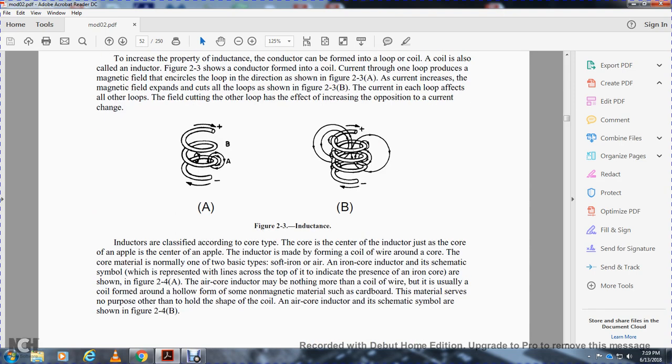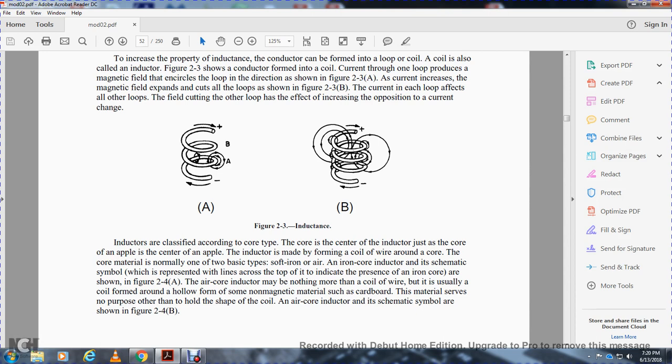Inductors are classified according to core type. The core is the center of the inductor, just as the core of an apple is the center of the apple. An inductor is made in the form of a coil of wire around the core. The core material is normally one of two basic types. Soft iron or air. An iron core inductor is represented by a schematic symbol with lines across the top indicating the presence of the iron core, shown in figure 2-4A.